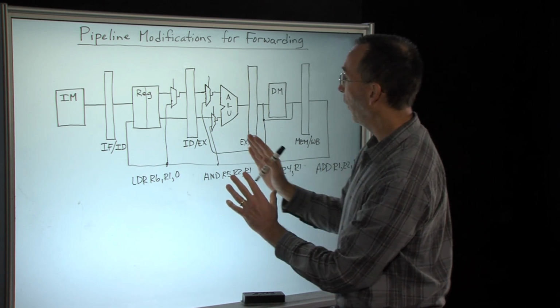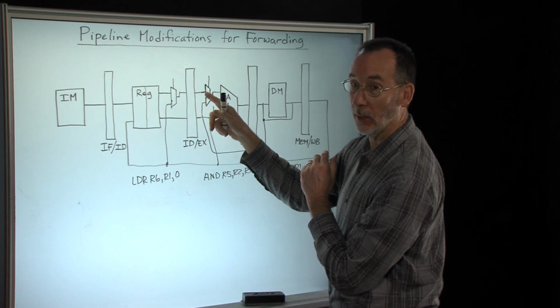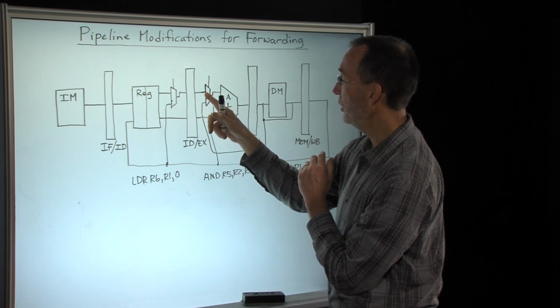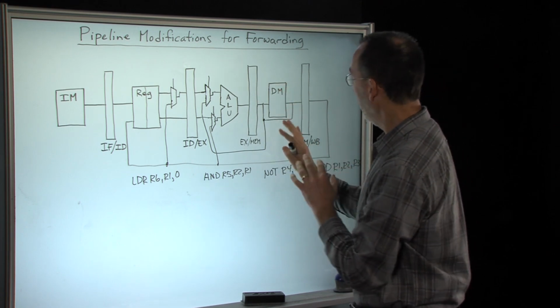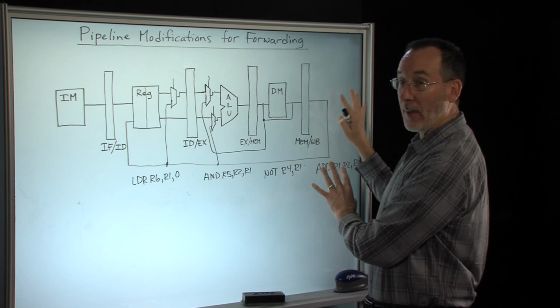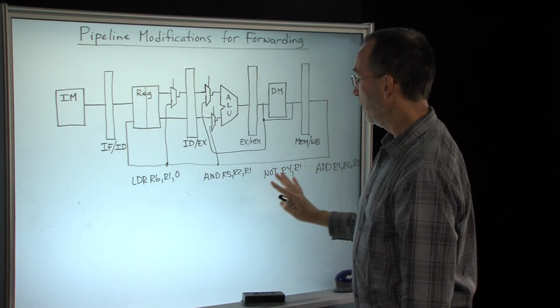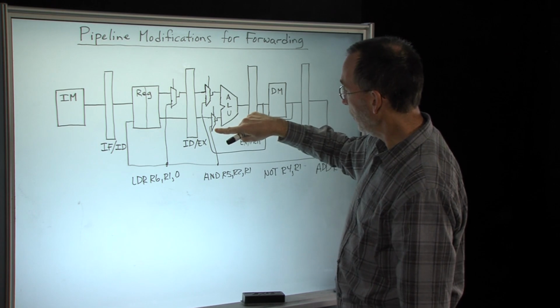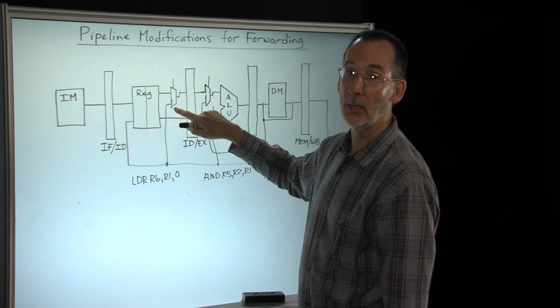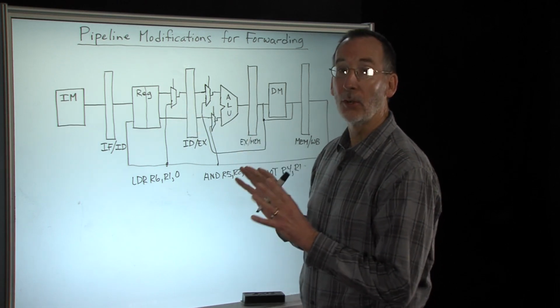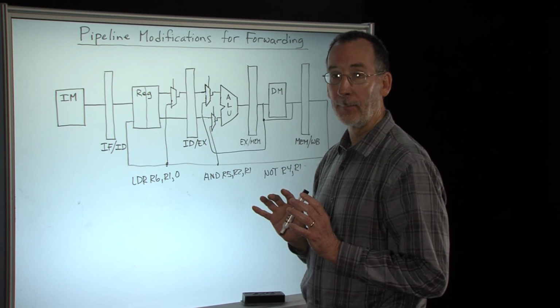The NOT will have gotten its R1 value forwarded here when it was in the execute stage and the add was in the memory stage. And then when the add moved to the write back stage, it forwards the correct value to this AND instruction through this bottom MUX, and also to this LDR through this MUX here. So now all of these are going to operate properly.